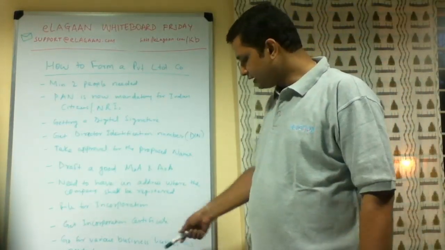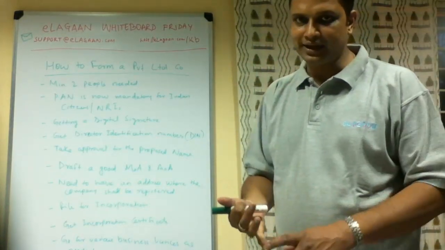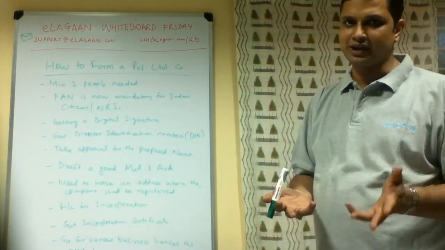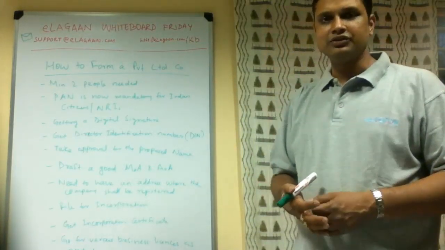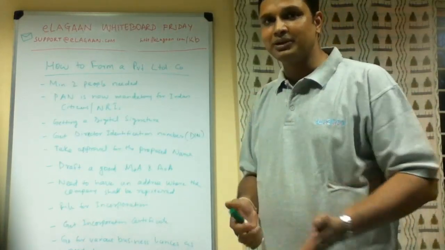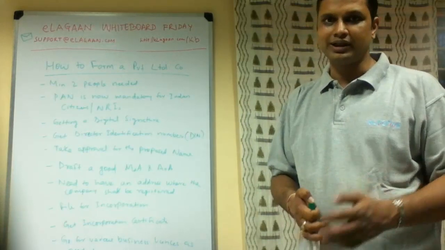And once that is done, then you may require various kinds of business licenses, for example PAN, TDS, service tax, VAT, excise. Again, good to talk to an expert about what all things you are doing and see what is applicable for your line of business. An overkill or an underkill can both kill you actually.